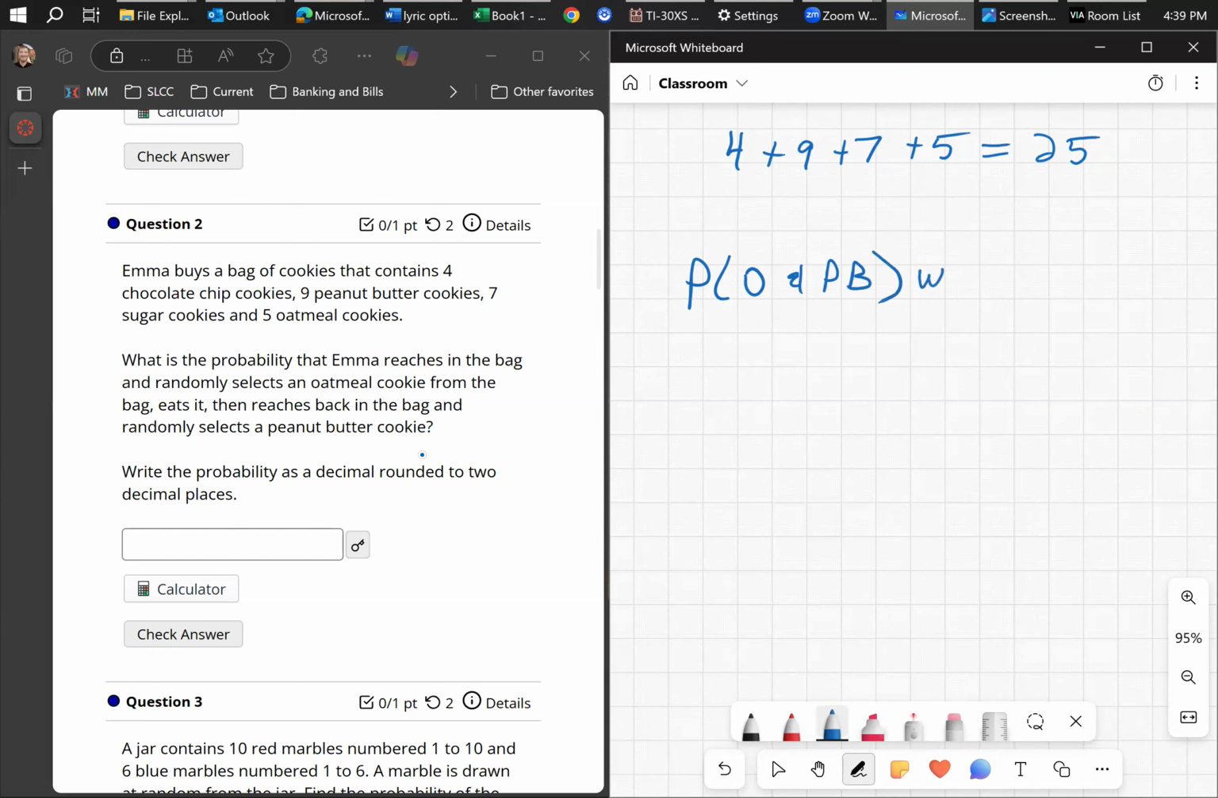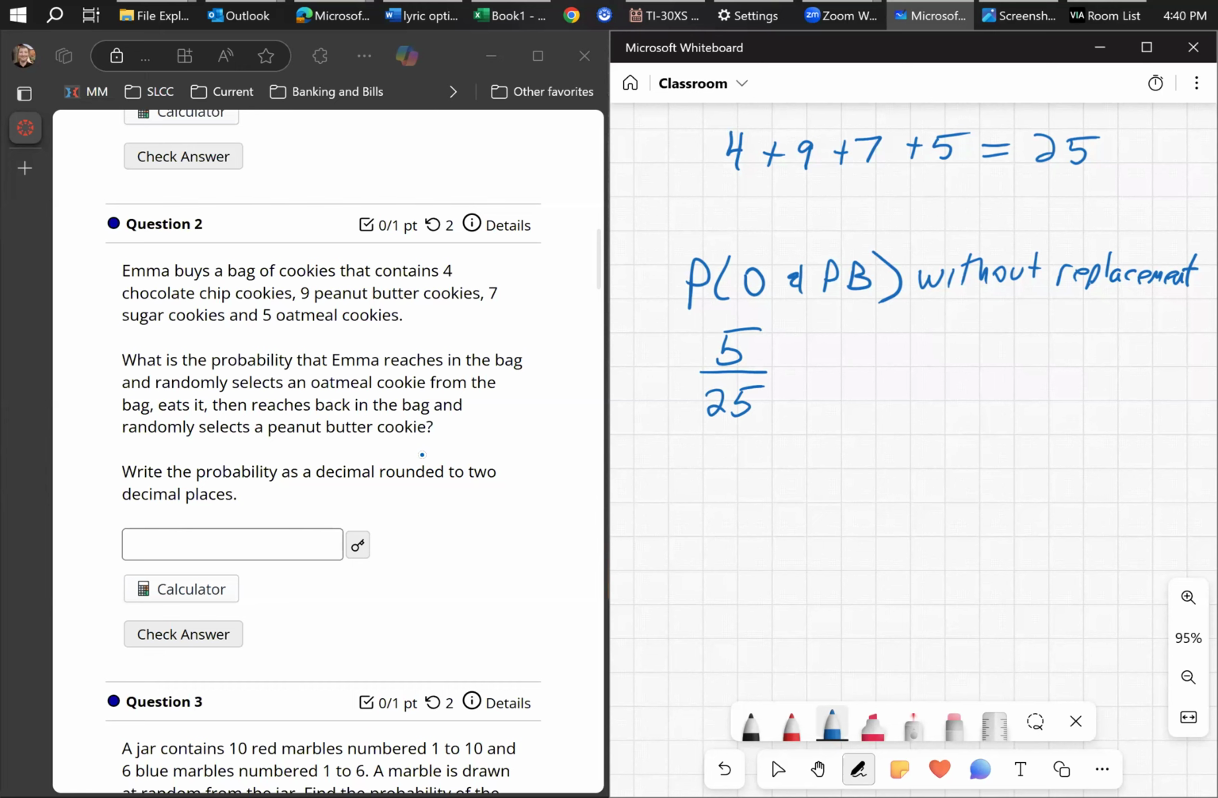So this is without replacement. She ate that first oatmeal cookie. She did not put it back. So the first time she reaches in and gets an oatmeal cookie, there were only 5 oatmeal cookies out of the 25 total cookies. So the probability of getting that oatmeal cookie is 5 out of 25.